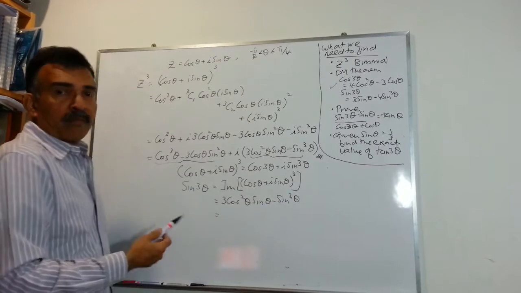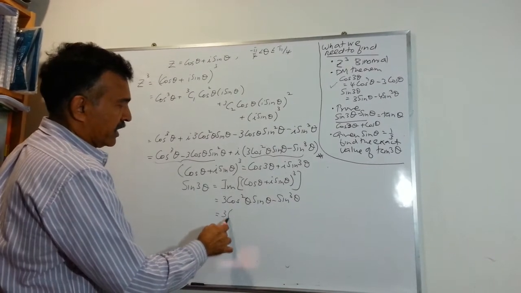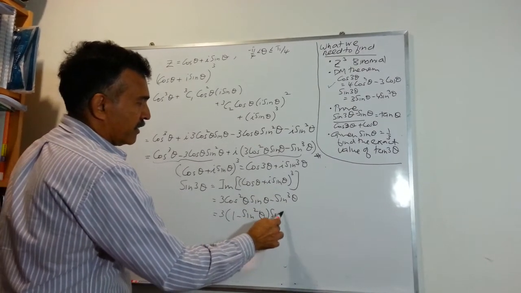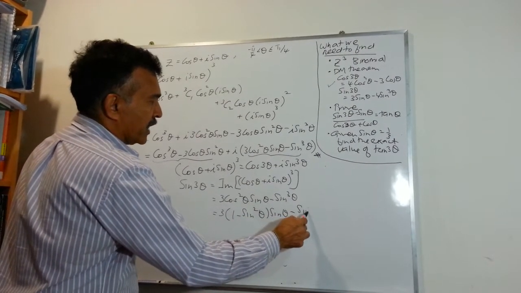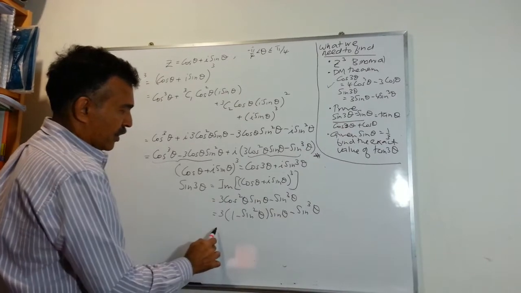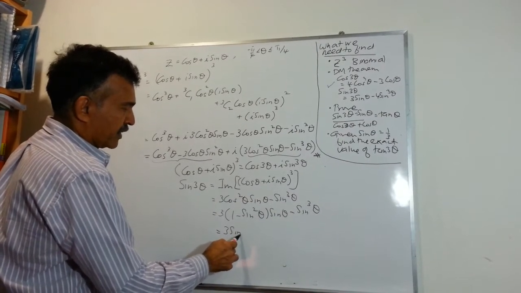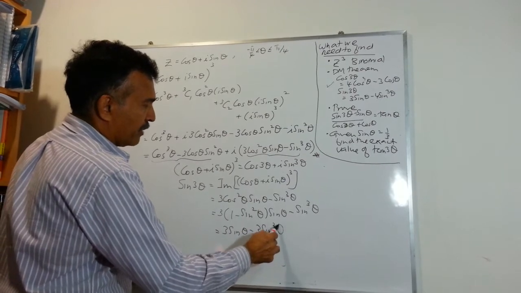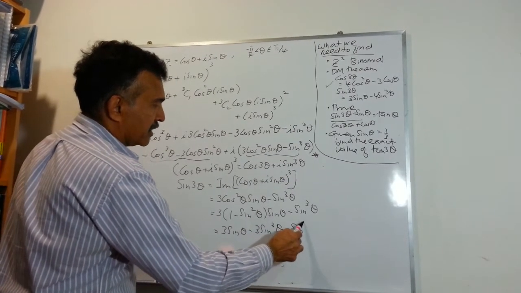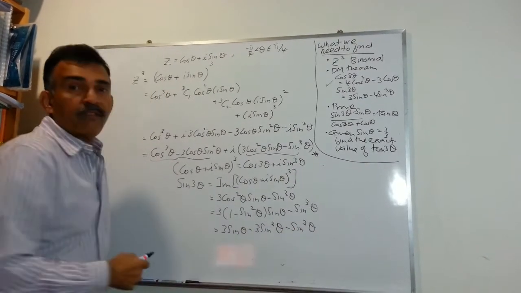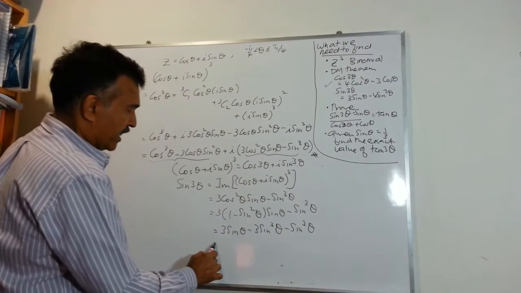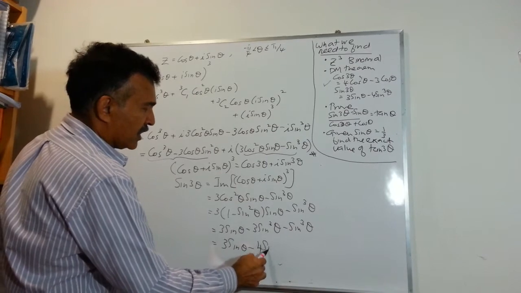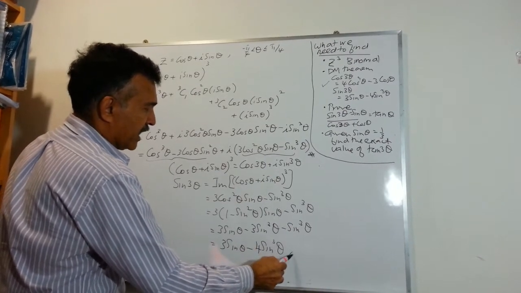Cos squared theta is 1 minus sine squared theta. So let's write it down: 1 minus sine squared theta, times sine theta, minus sine cube theta. So I have 3 sine theta minus 3 sine cube theta. All I'm doing is expanding, okay, to write it in the form that we want. So I have 3 sine theta minus 4 sine cube theta, and we are done.